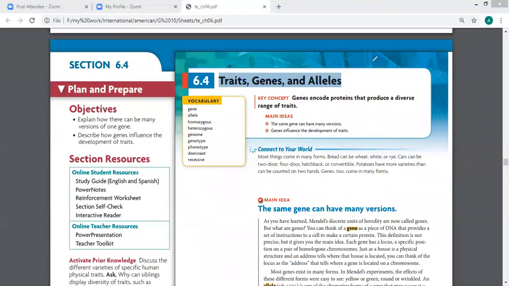For example, in Mendel's experiment on the pea plant, he found that some plants are tall and some plants are short. So we have two traits for the height of the pea plant, tall or short. A tall pea plant or a short pea plant is the phenotype. What about their genotype?